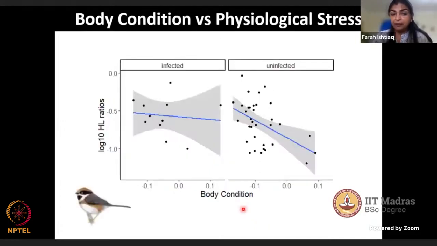And here again, we look into the physiological stress which might be caused by the presence of these parasites. So even though some of these species have co-evolved with these parasites, having a high proportion of certain lineages of parasites can put a lot of stress on these birds. And what it shows you is that birds which are infected tend to have a negative correlation in terms of the HL ratio, which is the ratio of heterophils and leukocytes in their blood.